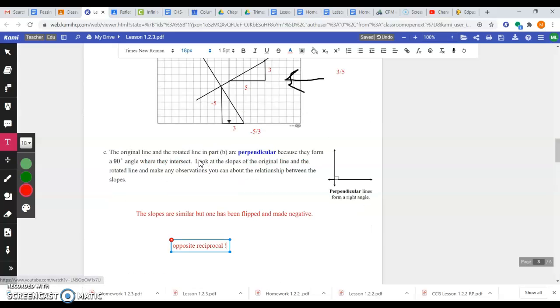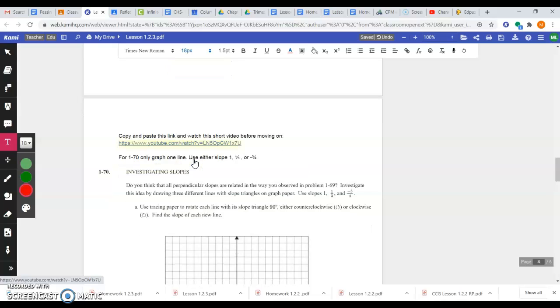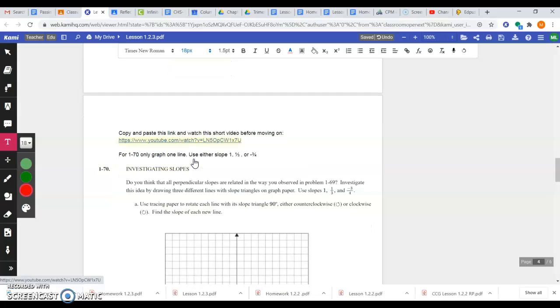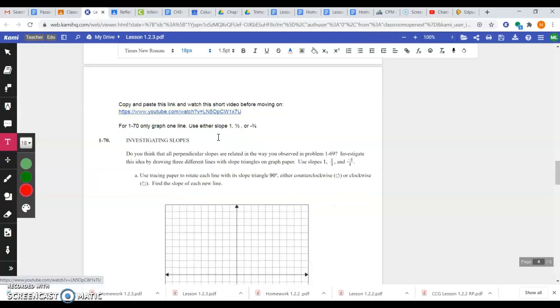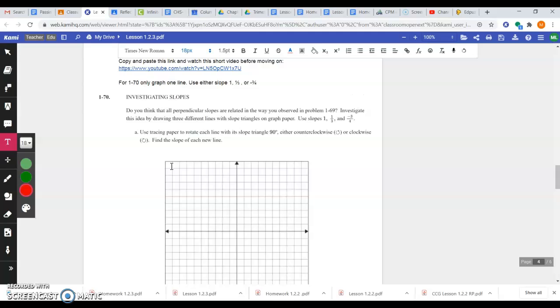In this YouTube video here, I'm showing you how to do slope triangles. This is further instruction from a video I found on slope triangles. If that idea confuses you, please click it and watch it. It explains it further because we're going to use it here in 170. Okay?